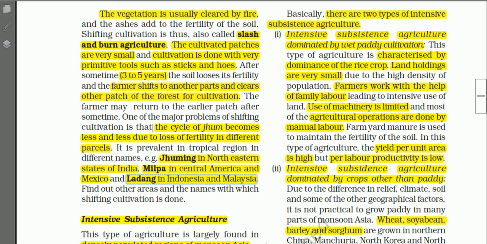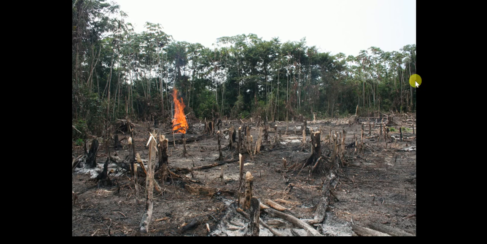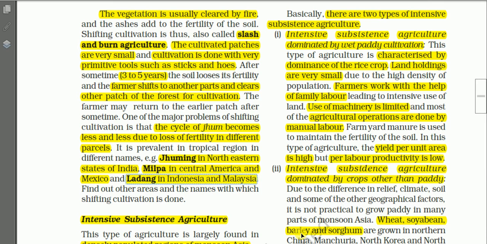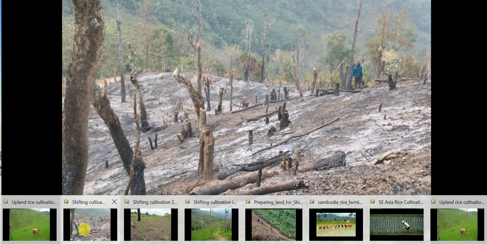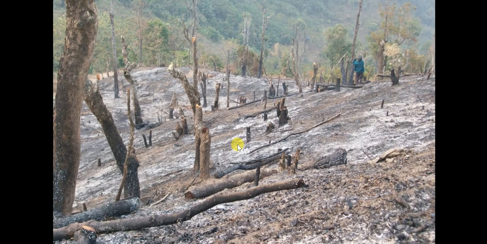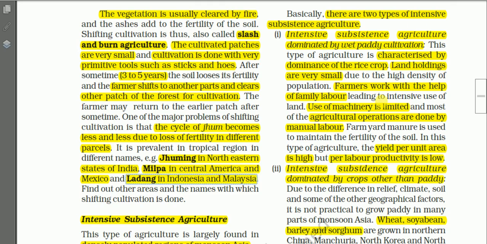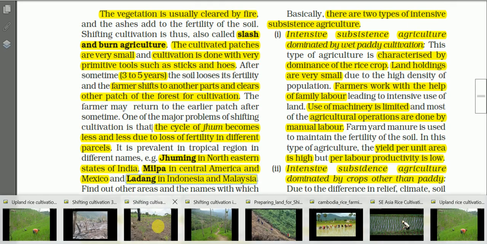I think all of us are familiar with it. However, we have some photographs here. Okay, so here we are clearing the bushes and trees and making fire. So this is a photograph showing this farm operation of shifting cultivation. So here, this is another photograph, okay, of the practice of shifting cultivation, that is after clearing the land. Okay, and next we have this.